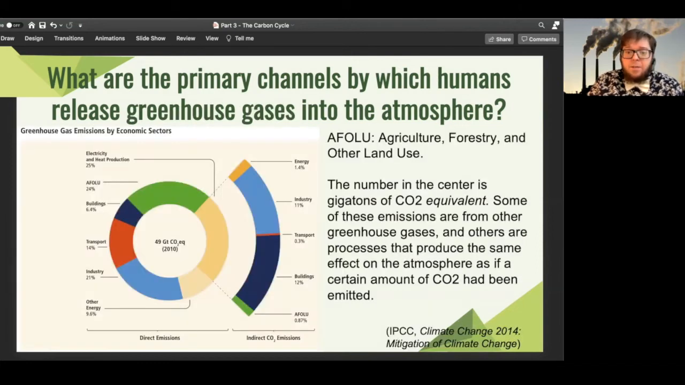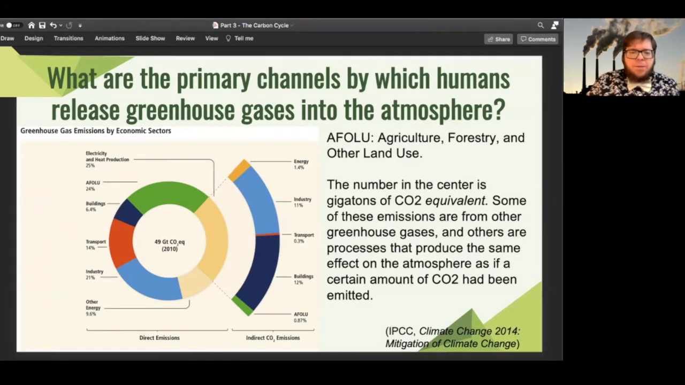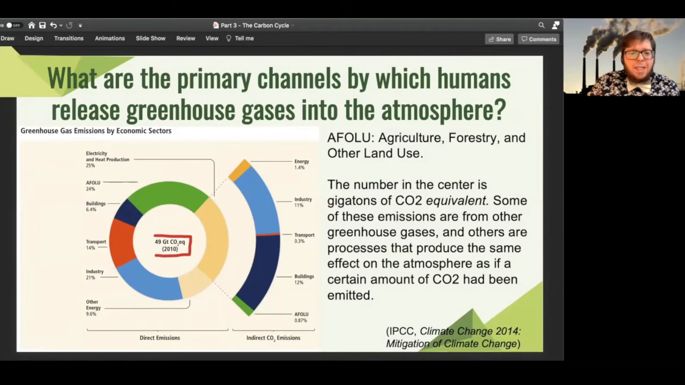So let's look at the greenhouse gases. This comes from the Intergovernmental Panel on Climate Change report from 2014. What are the primary channels by which humans release greenhouse gases into the atmosphere? Before I talk about the breakdown, notice that the total in 2010 was 49 gigatons of CO2 equivalent. So some of these emissions are from other greenhouse gases like methane, or nitrous oxide or carbon monoxide. Mostly methane is the big hitter here.